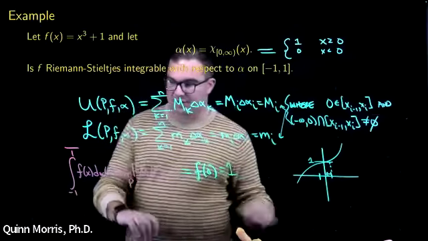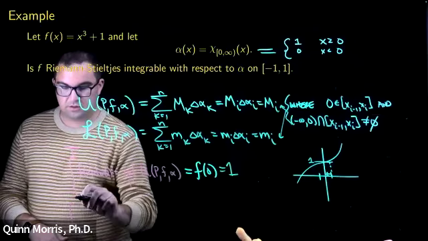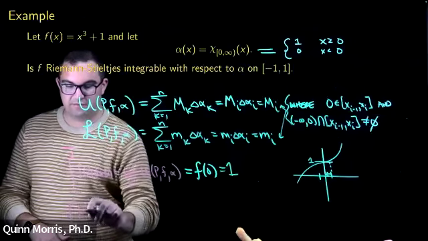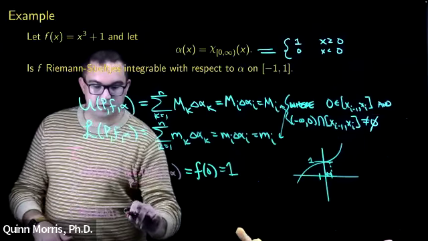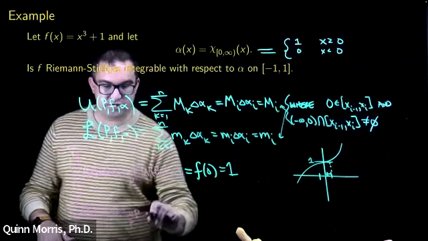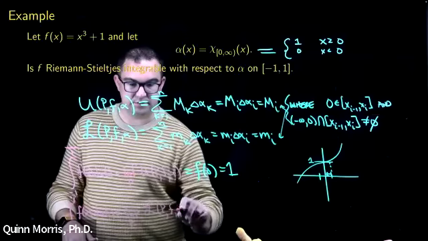Now, we can make a nearly identical argument for the lower integral. So the lower Riemann-Stieltjes integral of f of x d alpha x is the supremum over all partitions of the lower sums, the lower Darboux-Stieltjes sums.